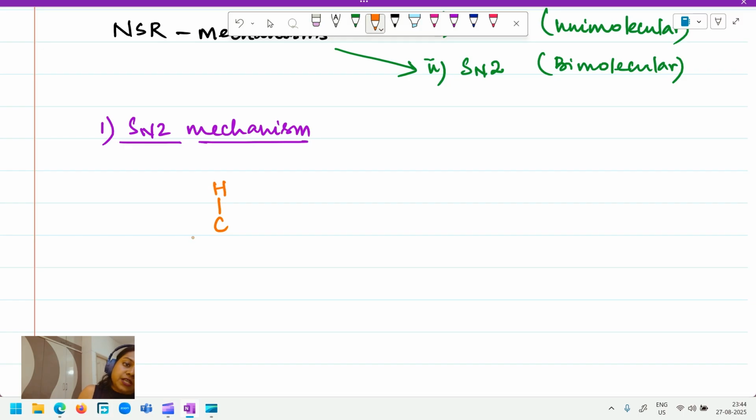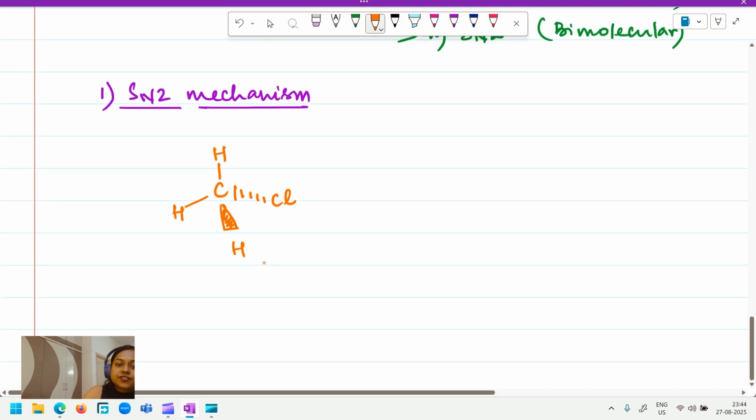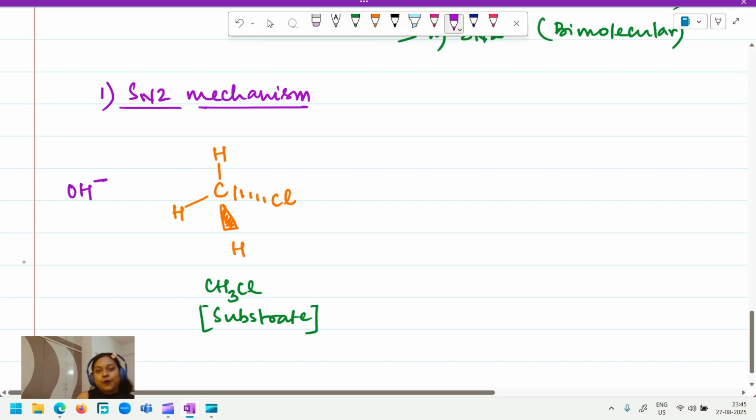So we have H, one more H here, and then, oh, what happened to that? Sorry. A hydrogen here and chlorine here. All right. So is this methyl chloride, CH3Cl? This is CH3Cl, and this is our substrate because we are observing the nucleophilic substitution happening in this particular organic molecule, right? Here, this methyl chloride reacts with, let's say, our nucleophile for today, hydroxide ion OH minus.